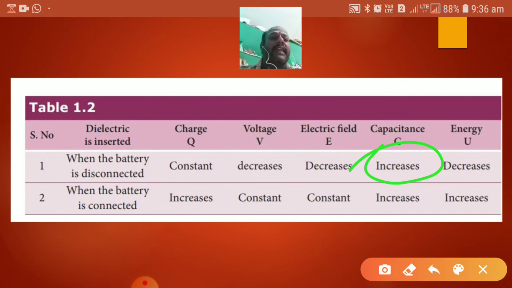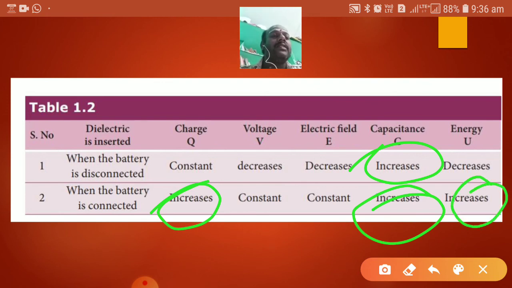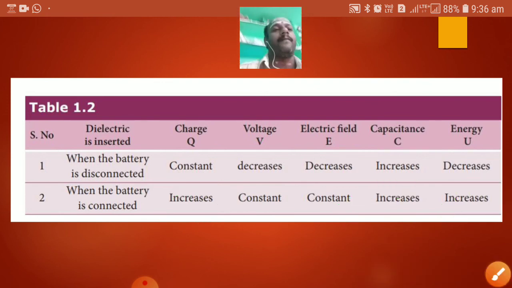Now when the battery is connected, the charge increases, the capacitance increases, and the energy increases, but the voltage and the electric field are kept constant.